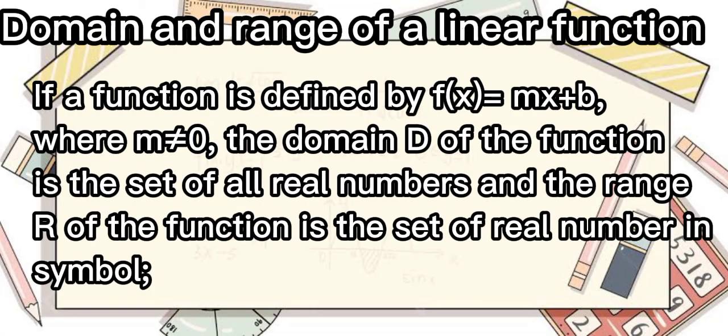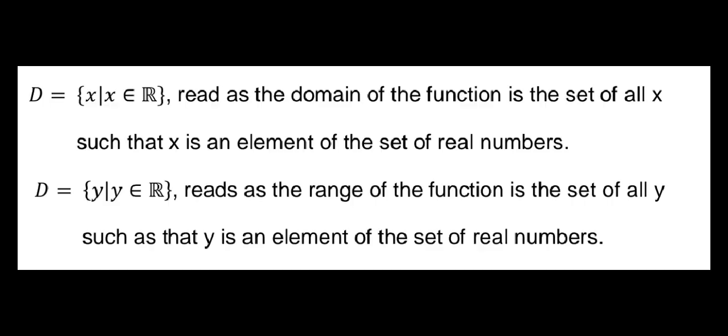Domain and range of a linear function. If a function is defined by f(x) = mx + b, where m is not equal to 0, the domain of the function is the set of all real numbers, and the range of the function is the set of real numbers. In symbols, the domain of the function is the set of all x such that x is an element of the set of real numbers, while the range of the function is the set of all y such that y is an element of the set of all real numbers.